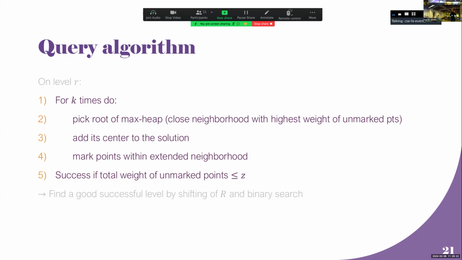And that is only for one level. Overall, we want to find a good level by doing a binary search in some sense, and then also have multiple shifted variants of the radius set to actually find a good radius.